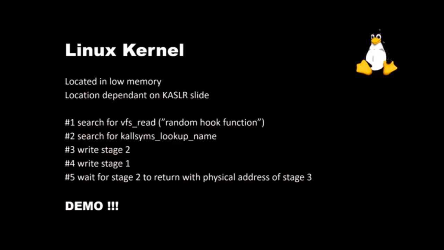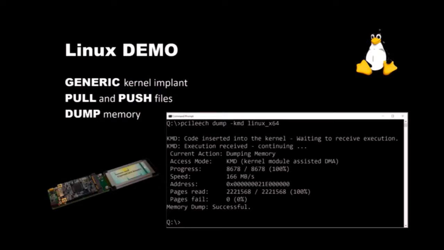Then we write the stage 2 code and write the stage 1 code. Then we wait for the stage 2 code to return with the physical address of stage 3. We write the complete stage 3 code, and then it's demo time. In this demo, I will show how we can use a generic kernel implant in order to both pull and push files from and to a Linux system, and we're also going to dump the memory.